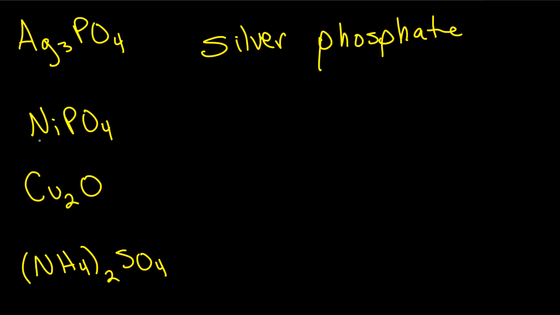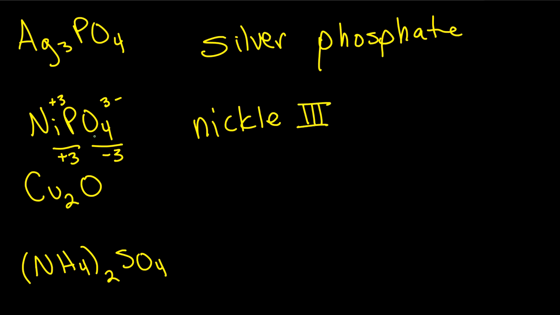Next example, NiPO4. Ni is nickel. Now we do need to name its charge because it has multiple forms. So in order to figure that out, we got to figure out the overall charge. We know phosphate is a -3 charge. -3 times 1 gives us -3, so I need a +3 to balance that out. +3 divided by 1 is +3. So this is going to be nickel(III), and then PO4 is phosphate. So that answer is nickel(III) phosphate.